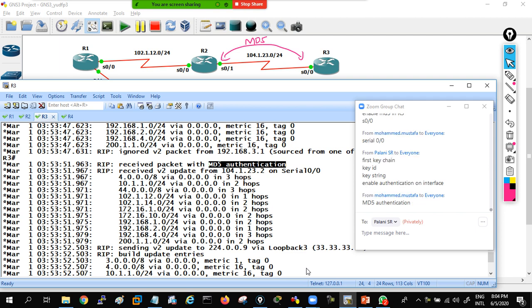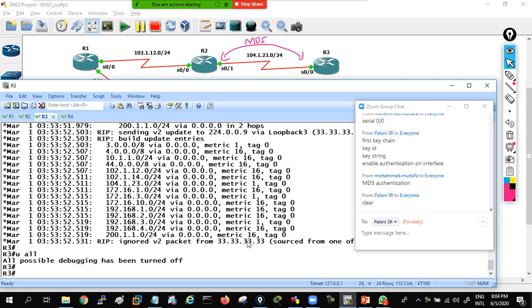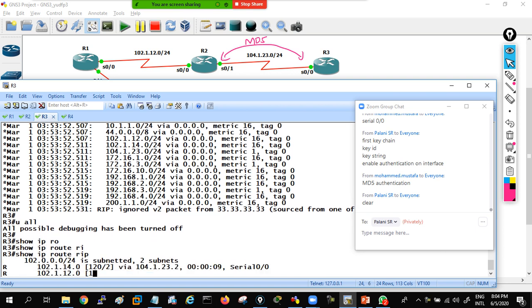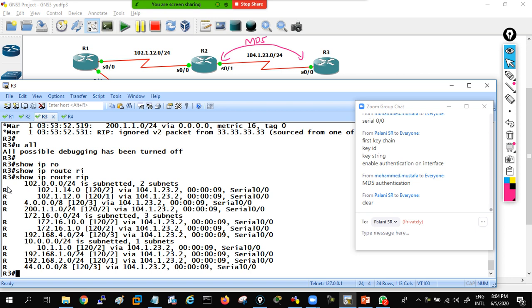Hello? Yeah, that's what it's saying, that it's MD5 authentication. You are not able to see any key or anything. Before, in clear text, I was able to see the key. Now, let's verify. Show IP route rip. There you go. Now again everything is back.